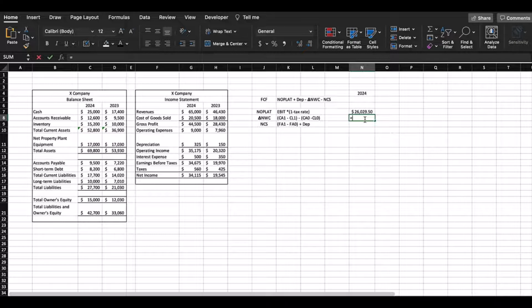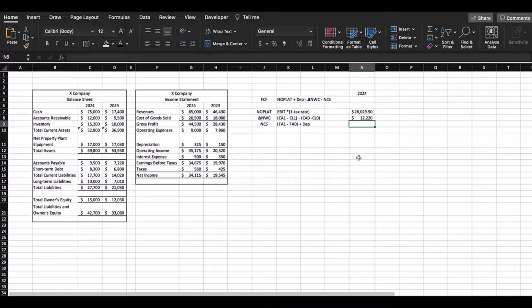And now we can calculate our change in net working capital. So we take our net working capital from 1 year, which is our current assets minus current liabilities. So this will be from year 2024. So we take our current assets minus current liabilities, and we subtract the net working capital from the prior year. So our current assets minus current liabilities from the year before. We can see that it's about 12,000 here.